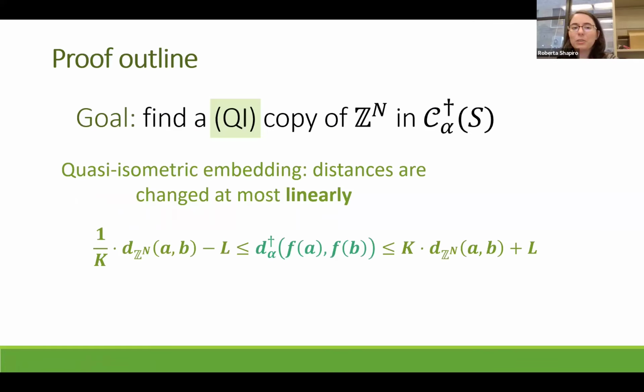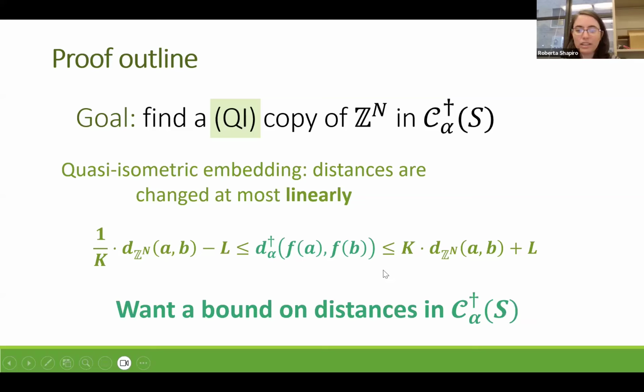Right. So our goal is to find a quasi-isometrically embedded copy of Z^n. And QI embedded means that distances are changed at most linearly by our map. So we're looking for some inequalities, in other words, these kinds of linear inequalities. And let's see where we might be able to get these. In particular, we're interested in distances. So we want to figure out how we understand distances in the single isotopy class fine curve graph. So we want to bound distances from below and from above.